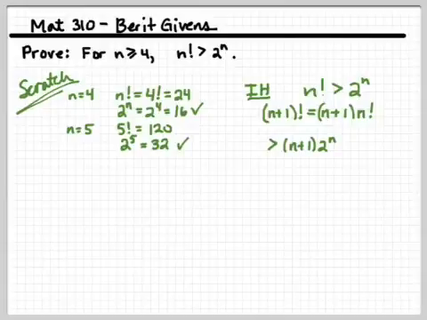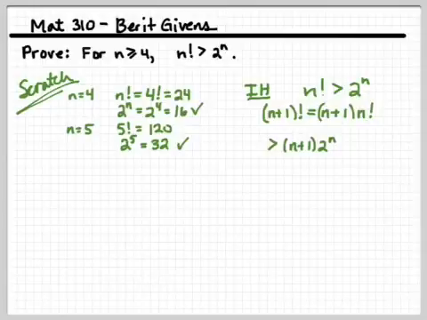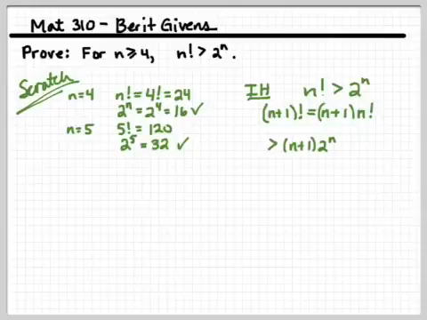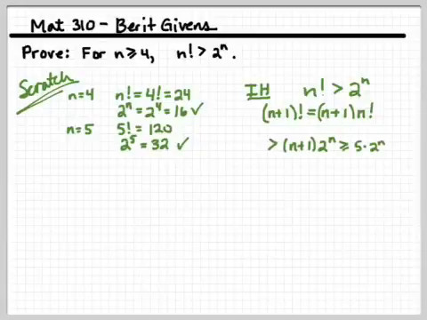Now, what do I do with that n plus 1? Well, I'm aiming for 2 to the n plus 1, which is 2 times 2 to the n, so I want to get rid of that n plus 1 somehow. And notice that since n is greater than or equal to 4, n plus 1 is greater than or equal to 5. So I can make that substitution.